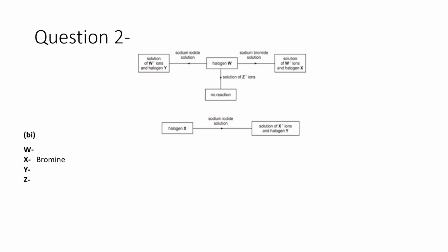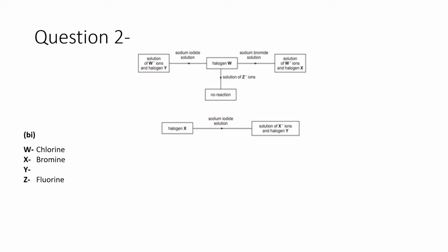When W was added to the Z- ions, no reaction occurred. This means that W was not able to react with Z-, and from the table in the video, we can see that this is seen with fluorine, so therefore Z- is fluorine, as no reaction occurs. This makes W fluorine. This is confirmed when W is added to sodium iodide solution, where W plus ions are formed and the halogen Y is left.